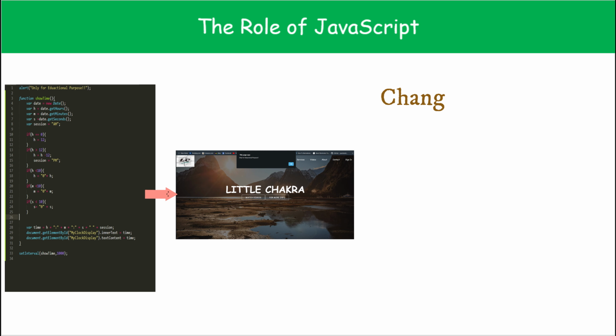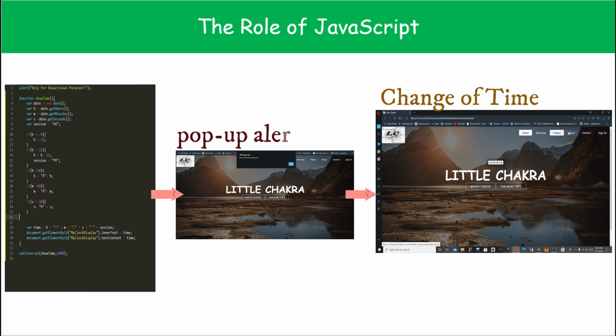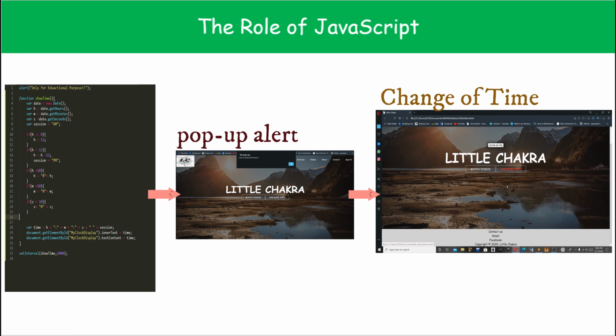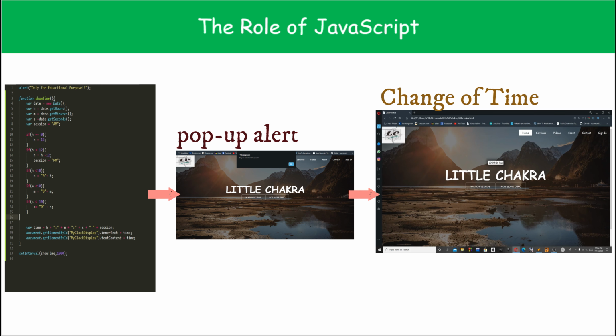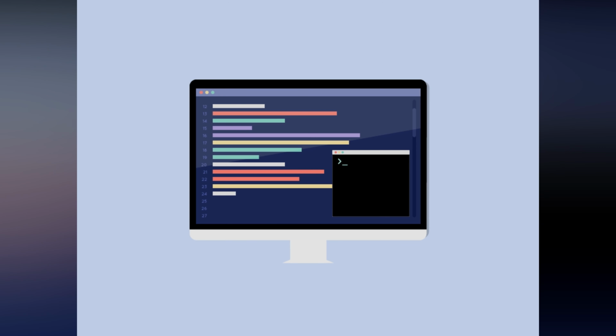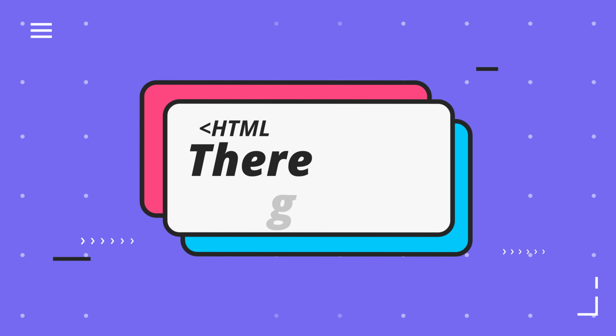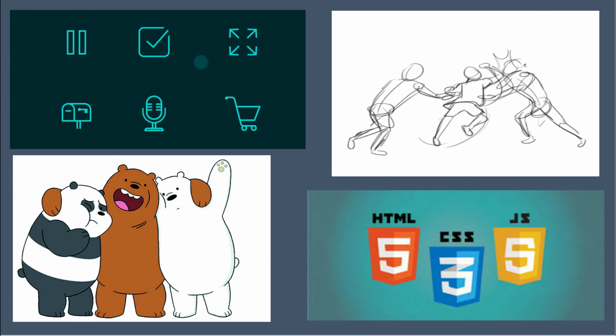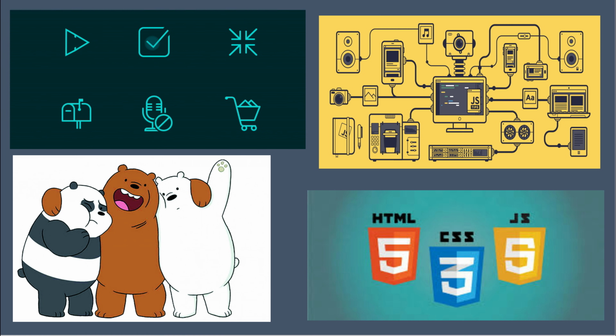So we use JavaScript for the motion and logic. It makes web pages interactive and responsive, which makes a web page Turing complete. And it is just like the motion of the human body. So without the structure, design, and motion, we can't create a web page. There you go, guys. This is how HTML, CSS, and JavaScript together are used to create web applications.